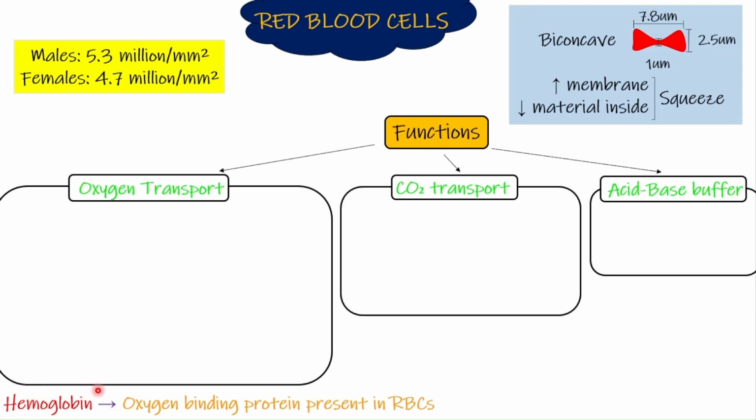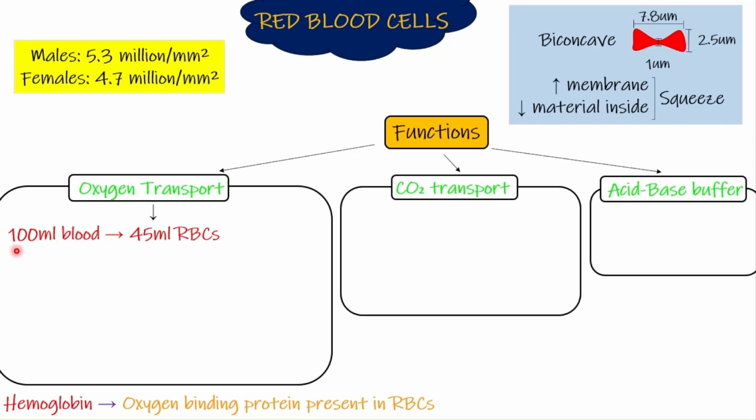So hemoglobin is basically an oxygen binding protein which is present inside the red blood cells. Now let's discuss exactly how it carries the oxygen and what is the amount of oxygen carried in the RBCs by the hemoglobin. For this, we have to calculate the amount of oxygen carried by the RBCs.